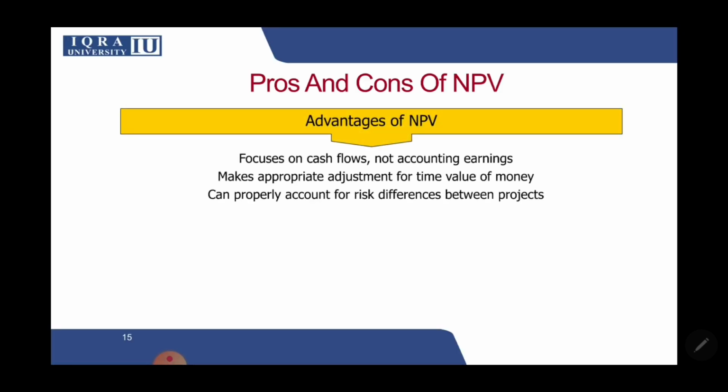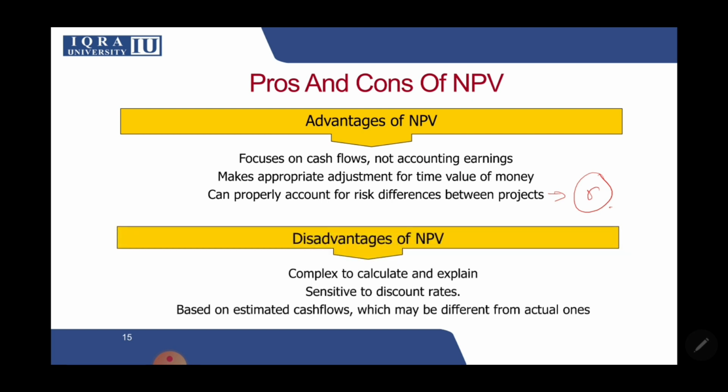So the pros of NPV are that it focuses on cash flows and not accounting earnings. So instead of using profits, you use cash flows in this formula. Number 2, it makes appropriate adjustment for time value of money, and you can properly account for risk differences between projects. How can you do that? By using a different required rate of return according to the risk of the project. Disadvantages are that it is complex to calculate and explain. It's sensitive to discount rate.